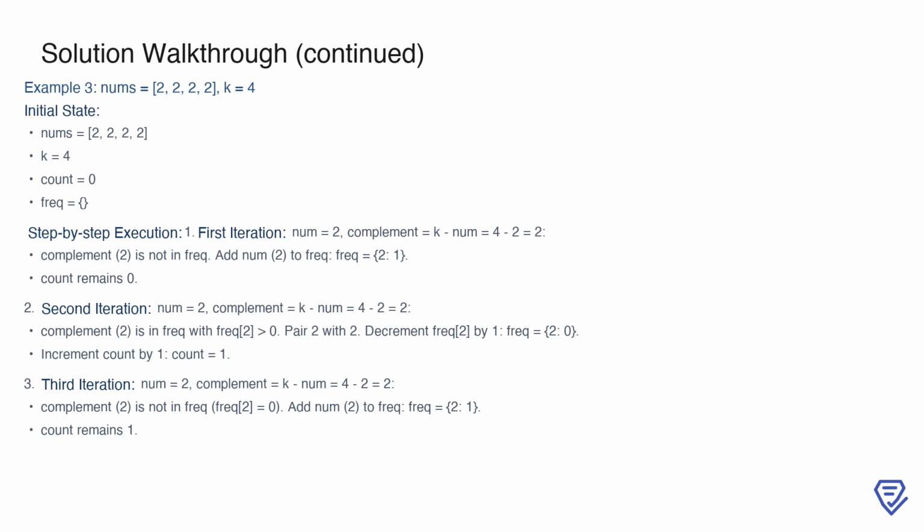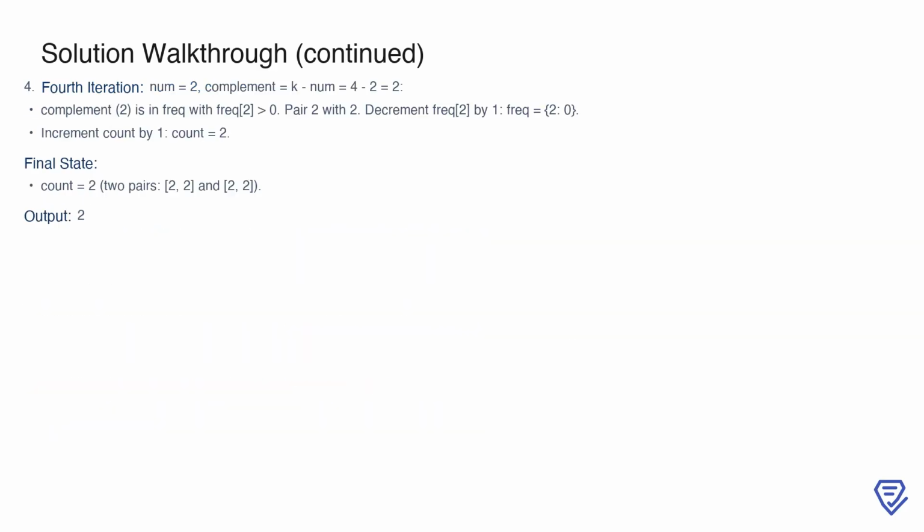The complement is still 2, but since the frequency of 2 in the map is currently 0, we cannot form a pair. Instead, we add this 2 to the map, updating it to frequency = {2: 1}, and the count stays at 1. In the fourth and final iteration, we process the last number, which is another 2.